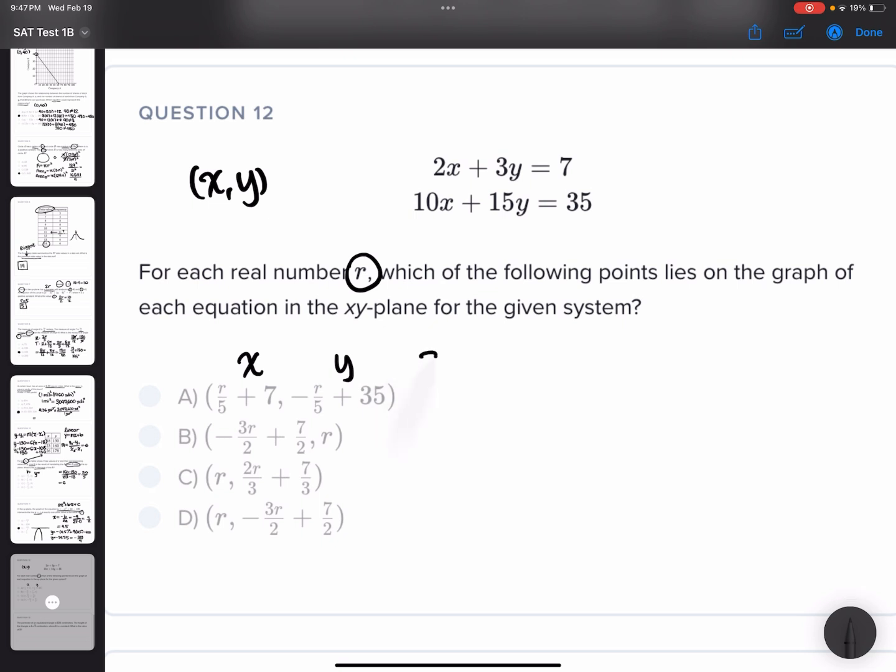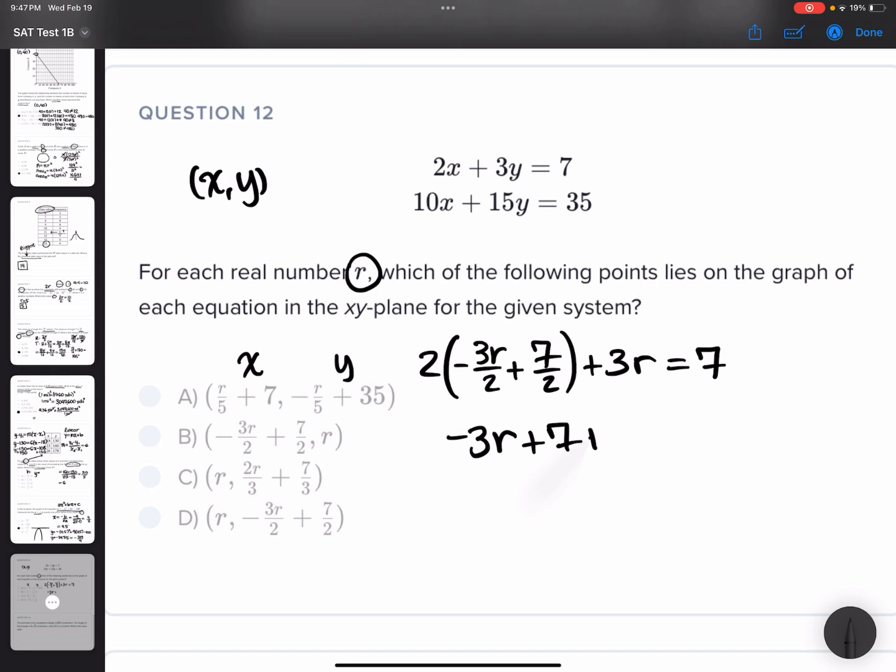So let's plug in the next one. 2, negative 3r over 2 plus 7 over 2, and then plus 3r, because r is going to be treated as our y value, equals 7. Feeling kind of hopeful about this one. So the 2's would cancel out. We just have negative 3r plus 7 plus 3r equals 7. Ooh, I like this one. So then negative 3r would cancel out with the other 3r. So then we are left with 7 equals 7.